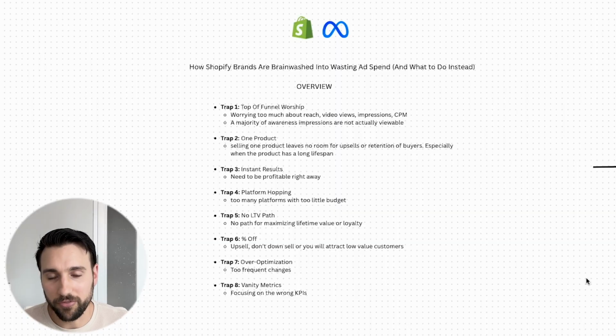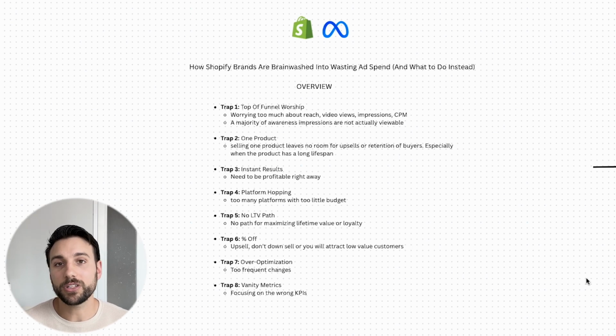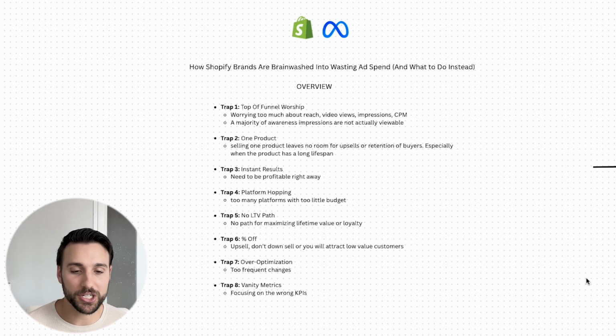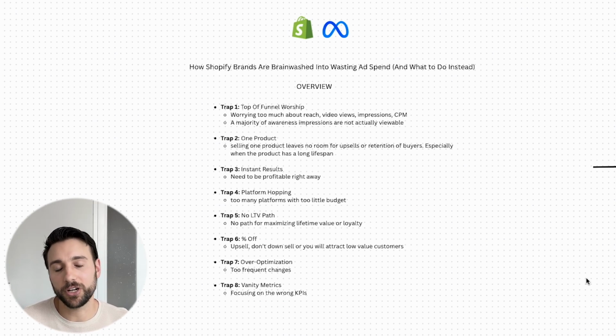Trap 1 is top of funnel worship. So this is pretty much worrying too much about reach, video views, impressions, CPM. A majority of awareness impressions, which we'll actually uncover as we get into it, are actually not viewable. So a lot of the impressions actually don't even show and are counted as impressions. We'll talk more on that in a second.